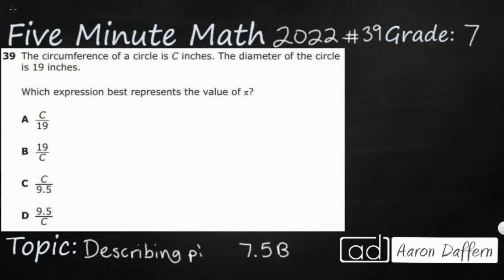Today we are looking at the 7th grade concept of describing pi. This is standard 7.5b in the great state of Texas, and we are using item number 39 of the 2022 released STAAR test. If you have not done so already, please go ahead and take a moment to pause the video, work this problem out on your own, unpause it, and we will look at our answers together.